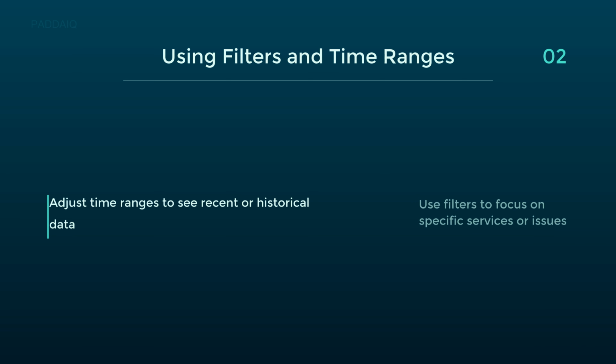Adjust time ranges to see recent or historical data. This means you can change the time period displayed, such as viewing last week's sales versus last year's. For example, filter to see only today's customer support tickets. This flexibility helps you focus on the most relevant information for your analysis.